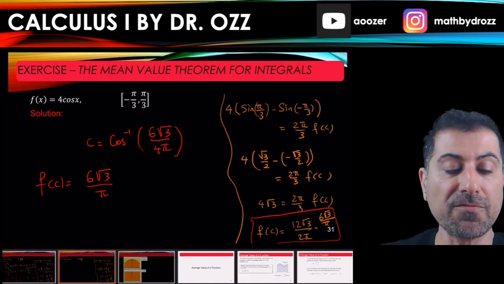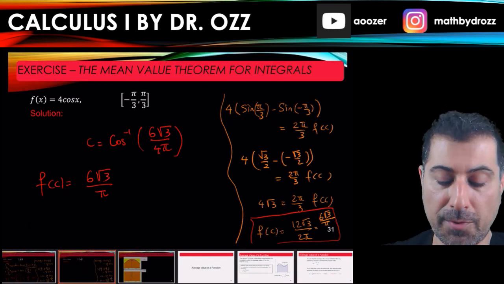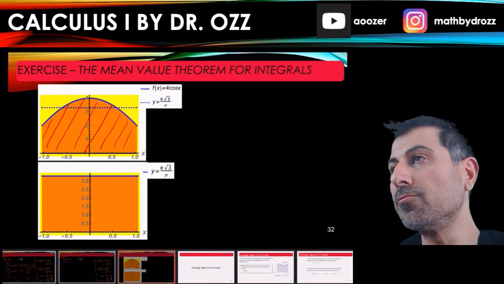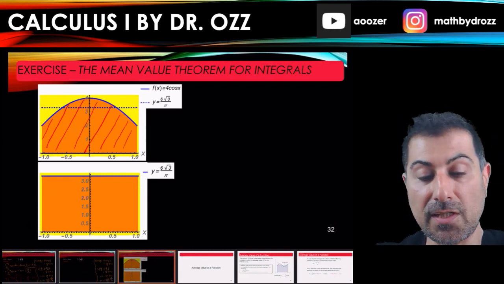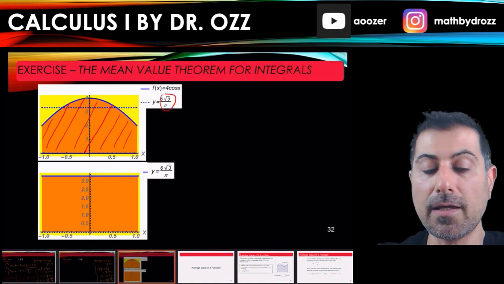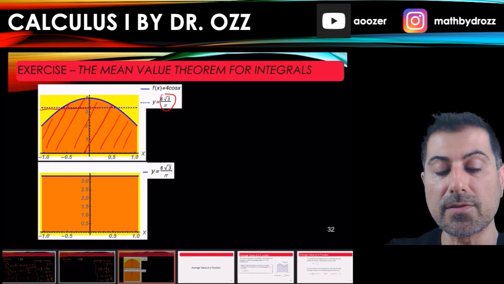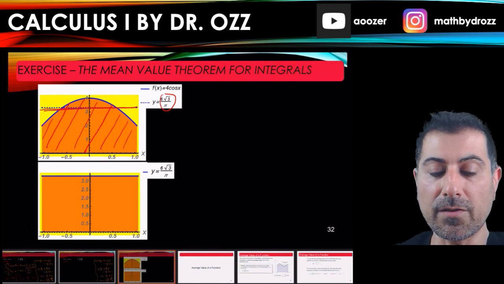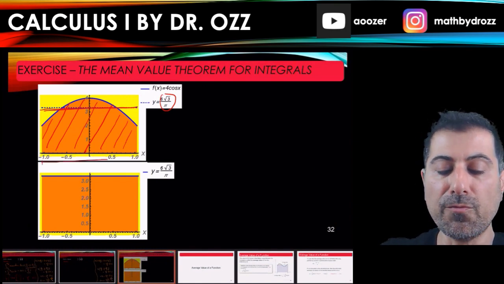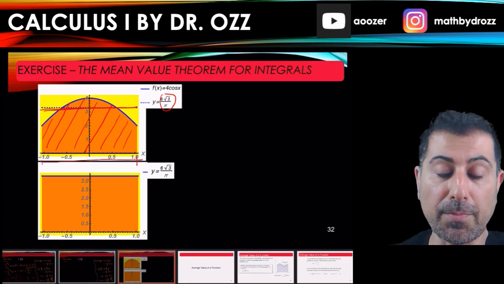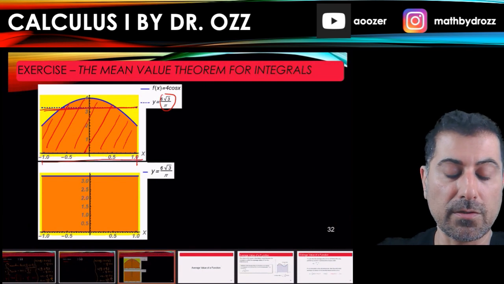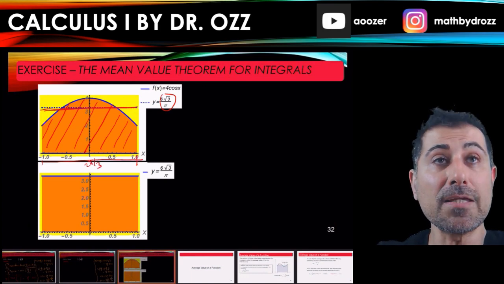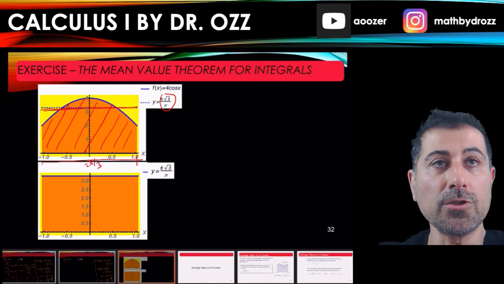If you graph the function 4 cosine x over the interval negative pi over 3 to pi over 3, you will see that the area mentioned in the problem is this orange region. And I know f of c is found to be 6 radical 3 divided by pi. So if I make up a rectangle whose height is 6 radical 3 over pi and whose width is from negative pi over 3 to pi over 3, the width is going to be 2 pi over 3 essentially, right? So the area of the rectangle is the same as the area of the shaded orange region.